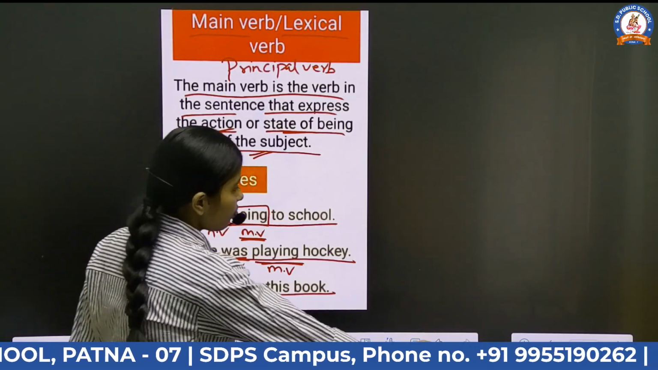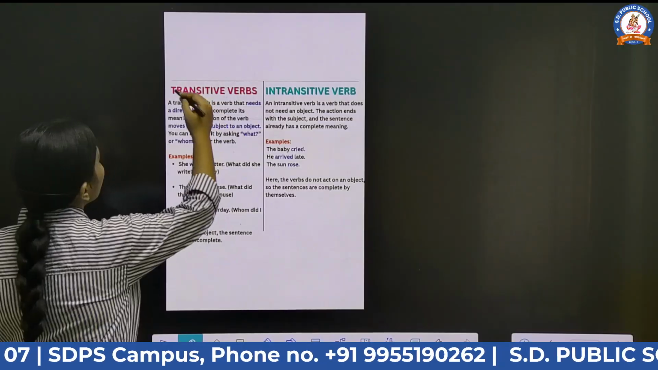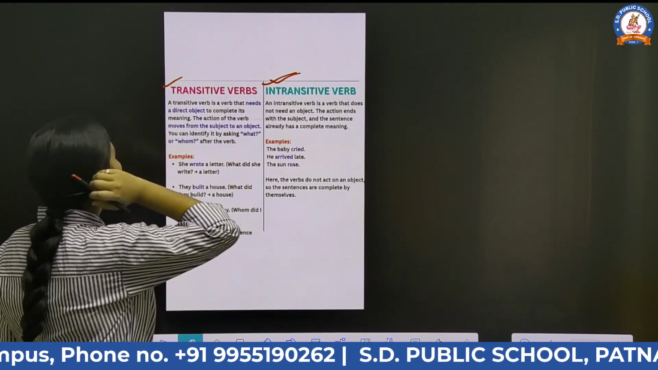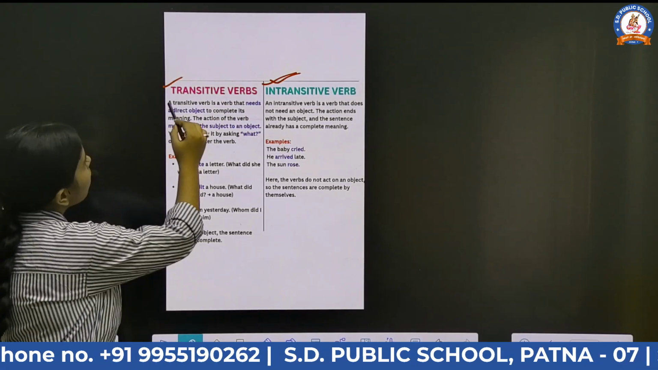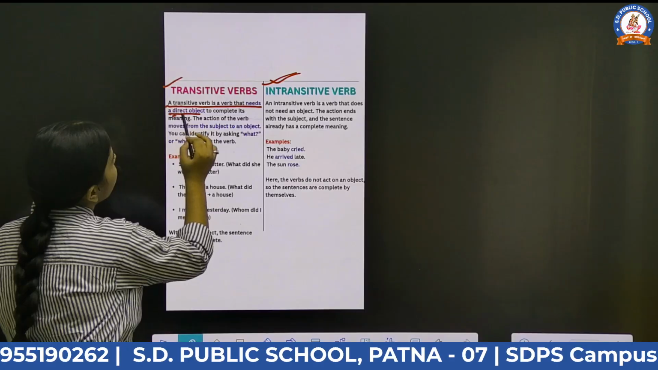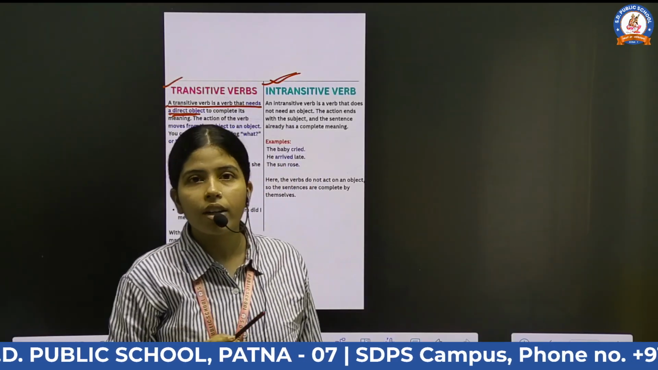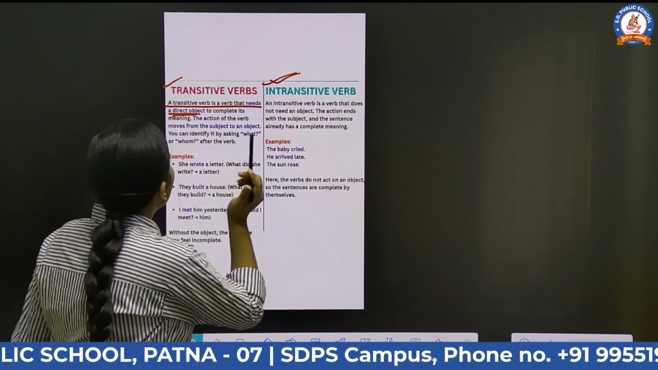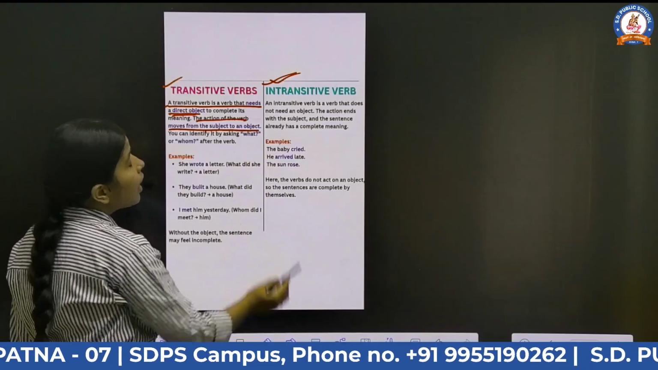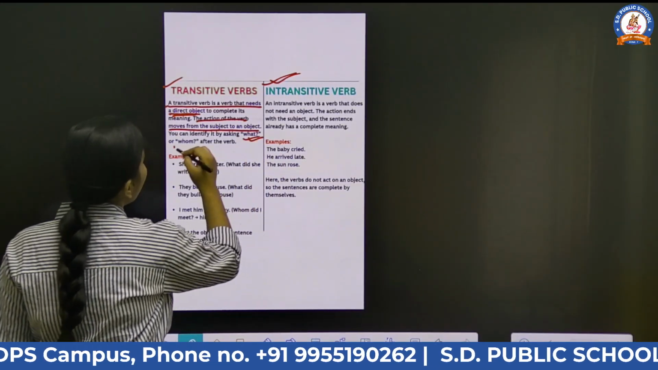Okay. Now moving to the next topic, which is transitive verbs and intransitive verbs. So what are basically transitive verbs? A transitive verb is a verb that needs a direct object. In simple words, we can say the sentence which has an object is referred to as transitive. The action of the verb moves from the subject to an object. And one important thing is that it will answer the question of what and whom.